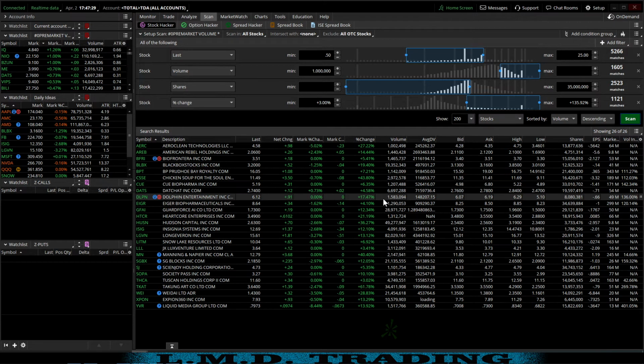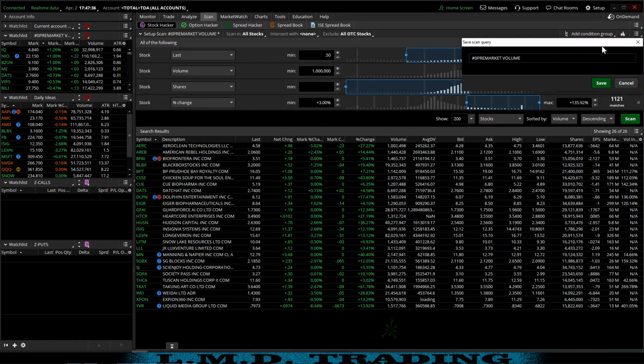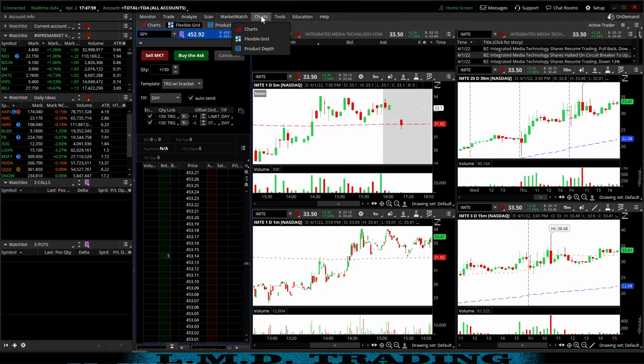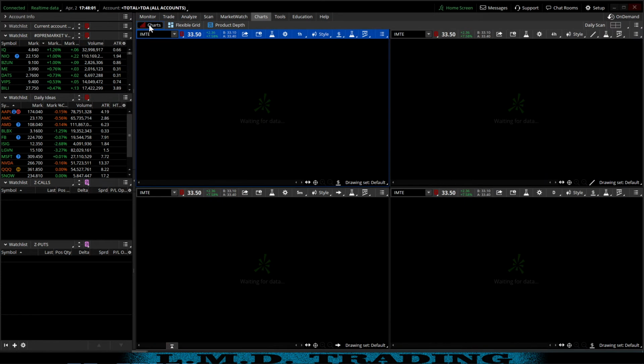And now what we'll do is save this scan. I put a symbol in front of everything just so it takes it to the top of my watch list. And we'll call this one low float, even though we know technically it's not low float. Save. All right. So now, once we've done that, I'm going to bring back up our charts. Come back over here to charts.